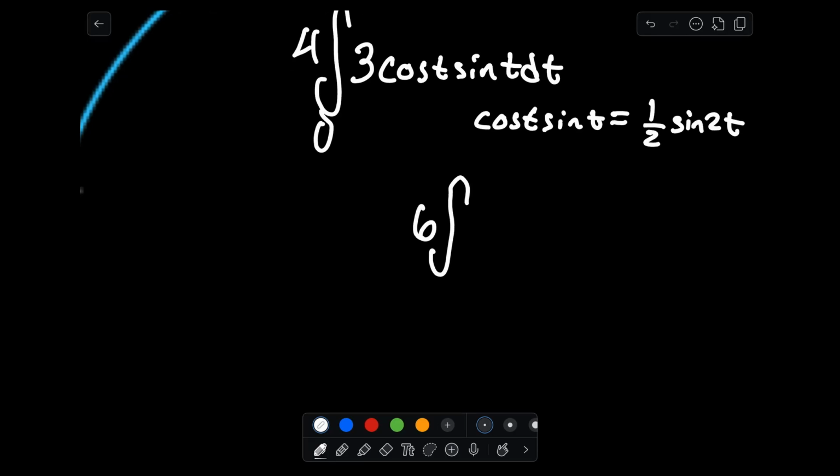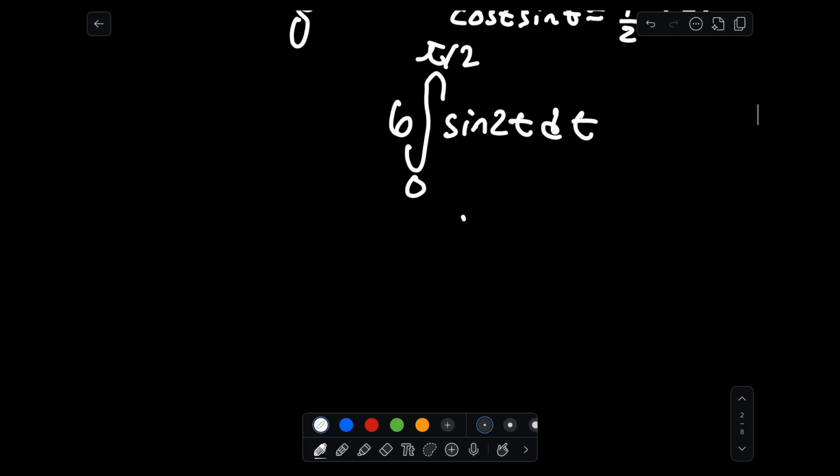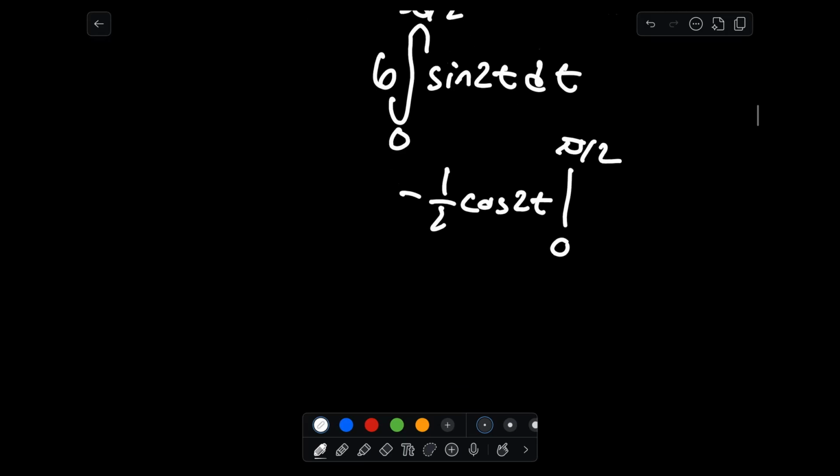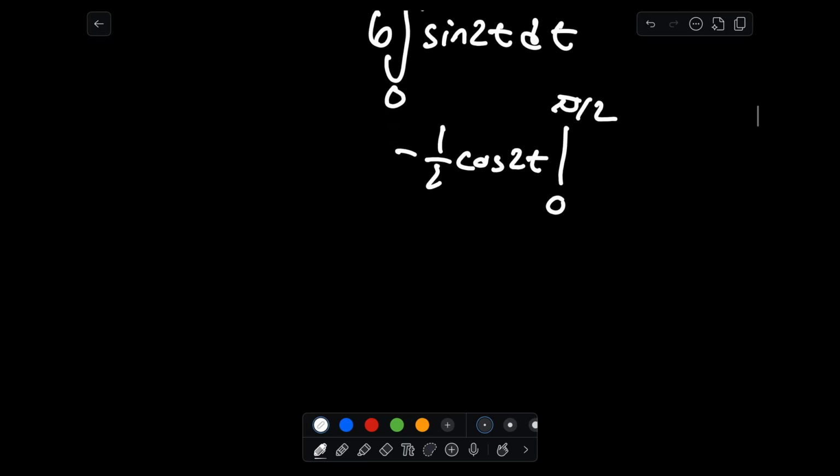We can say that's going to be 6 sine of 2t, because we divided by the 2 on the outside, and I pulled out the 3 in from the front. Save myself some time. And then this is the antiderivative, of course. It's going to be 1/2 cosine 2t, 0 to pi over 2. This is going to get us, multiply this by 6, of course, but we'll do that at the end. This is going to get us negative 1/2, right?